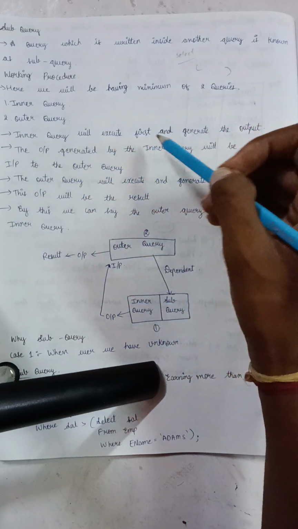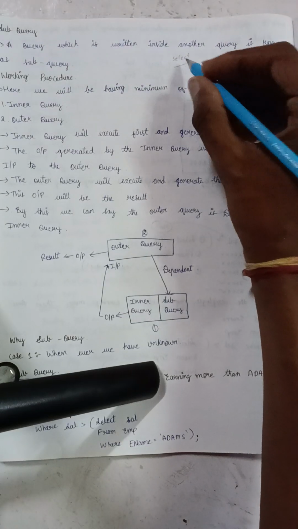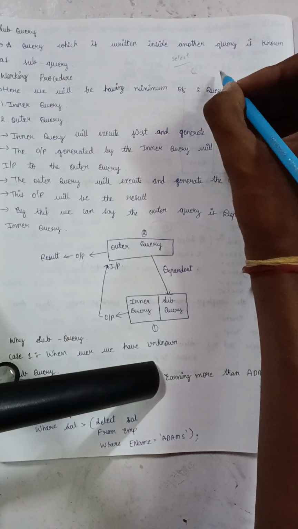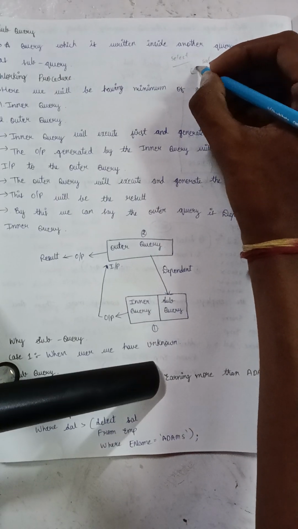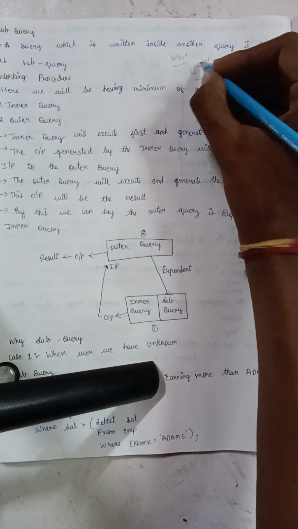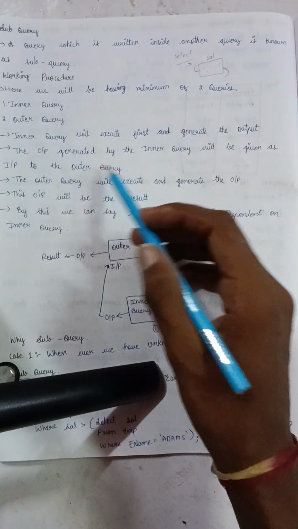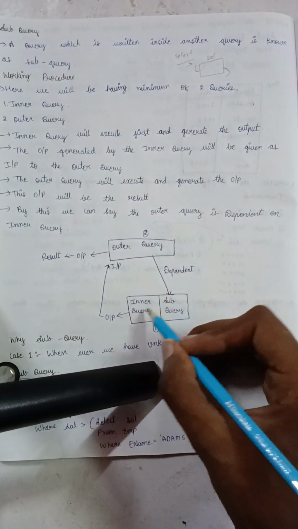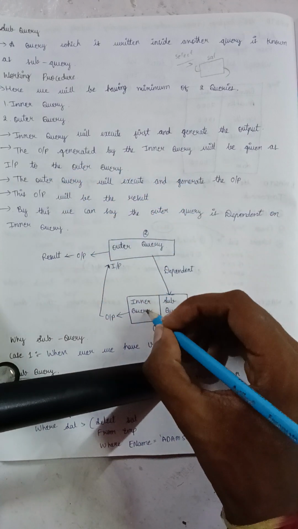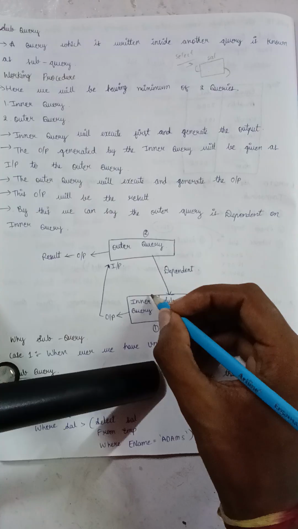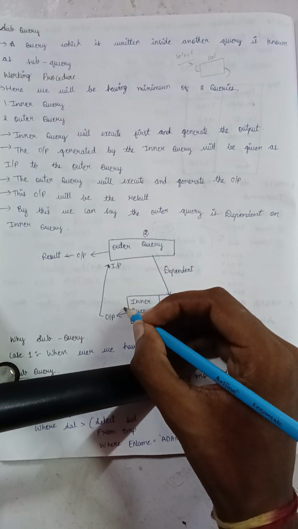The inner query will execute first and generate the output. First the inner query, which is present inside the other query, will be executed, because we want to know the salary of someone, and it will be compared with the outer query. The inner query is also known as the subquery. Suppose the salary of some random person is generated as the output.